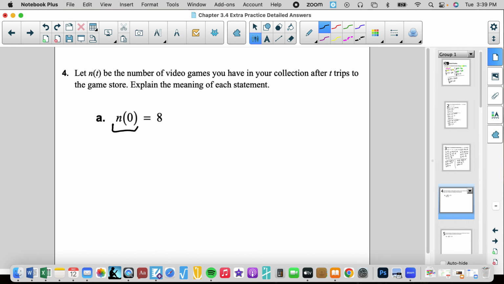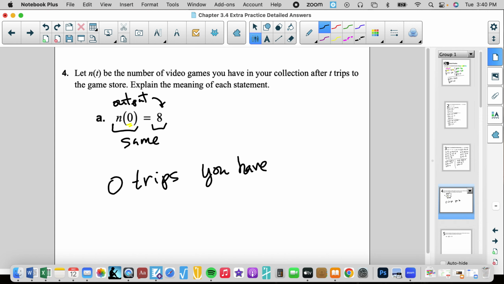So remember, this and this are the same, because this is an output, and that output equals 8. And then this value, the inside value, 0, represents T. So we have n of 0 is 8. Well, this is a simplified version. So after 0 trips, you have 8 video games.